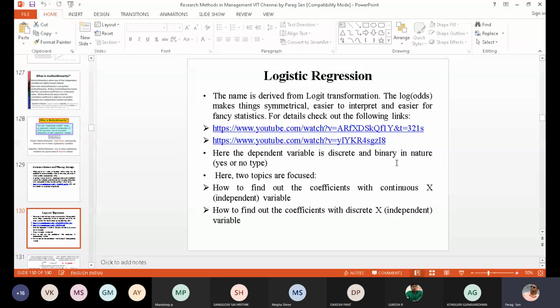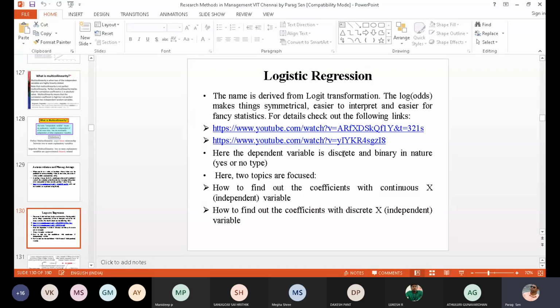Now we will discuss a little bit on logistic regression. The name is derived from a logit transformation. The log odds makes things symmetrical, easier to interpret, and easier for fancy statistics. For details, check out the following links. Some links are given. You can check them to see examples based on logistic regression.